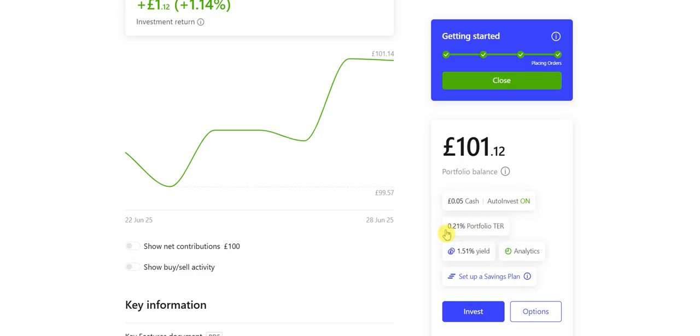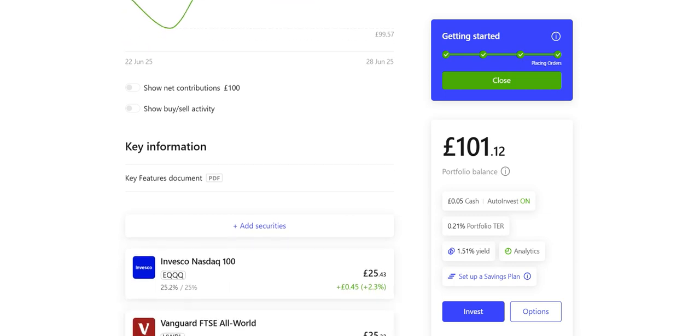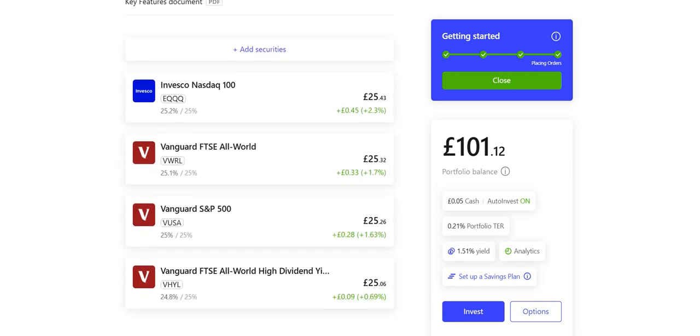This is how much it costs me in fees. It's 0.21%. And my dividend yield, I'll do another video on dividends, which I absolutely love. But the dividend yield on this portfolio is 1.51% per year. Okay, so you can hold this portfolio either in your SIPP or in your stocks and shares ISA. The SIPP will be taxed when it comes out, and the stocks and shares ISA won't be taxed when it comes out.